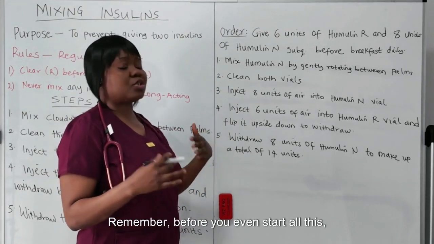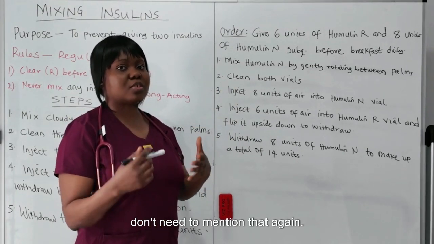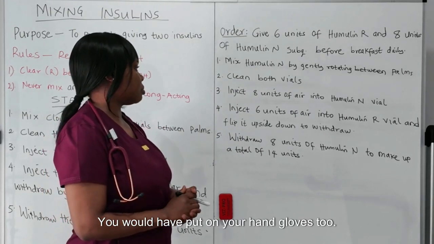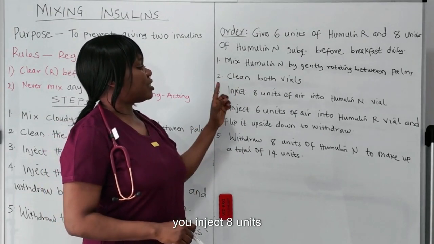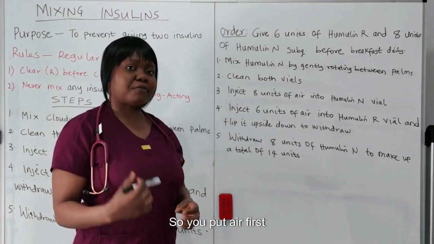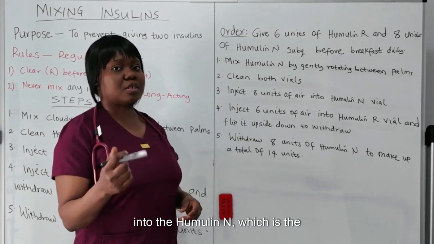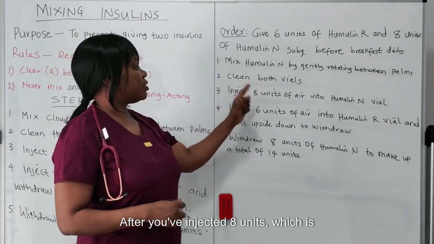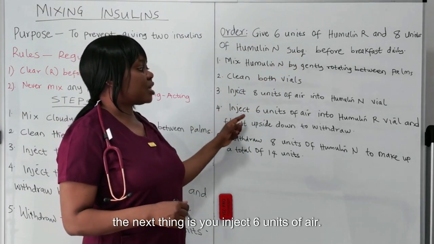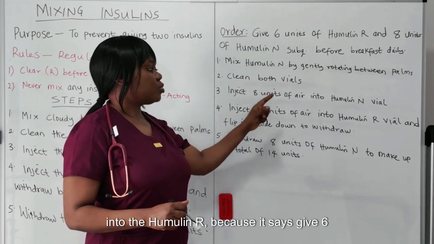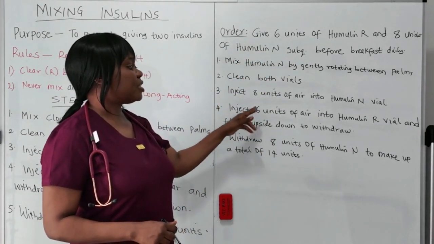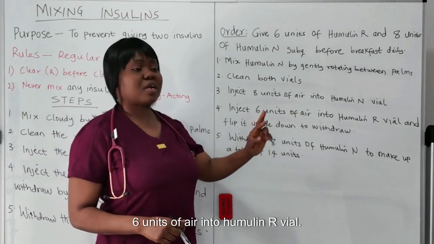Remember, before you even start all this, you would have done your hand hygiene, so I don't need to mention that again. You would have put on your gloves too. Then you inject 8 units of air into the Humulin N vial. So you put air first into the Humulin N, which is the NPH. After you've injected 8 units, which is what they asked us to put, the next thing is you inject 6 units of air into the Humulin R, because the order says give 6 units of Humulin R. So you push 6 units of air into the Humulin R vial.